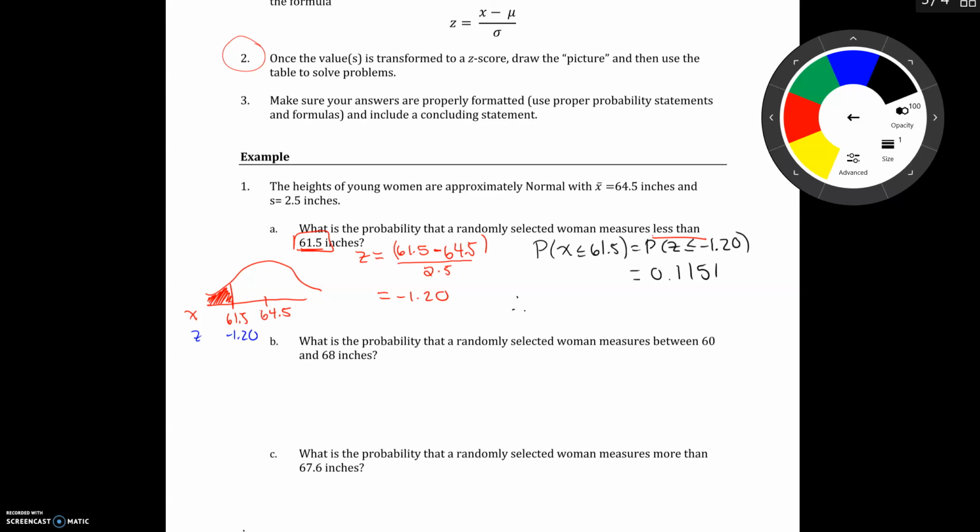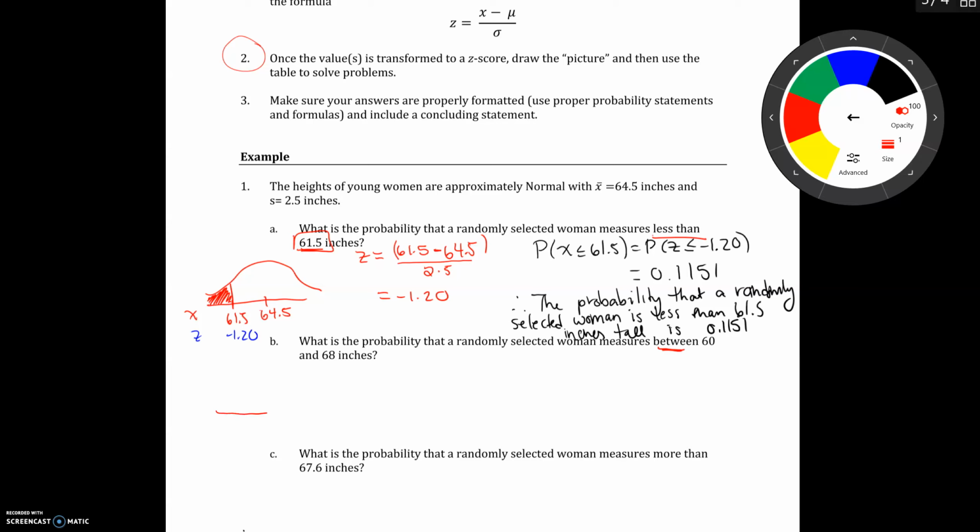And I can write a concluding sentence. So, therefore, the probability that a randomly selected woman measures less than 61.5 inches tall is 0.1151. Awesome. Next question. What's the probability that a randomly selected woman measures between 60 and 68 inches tall?